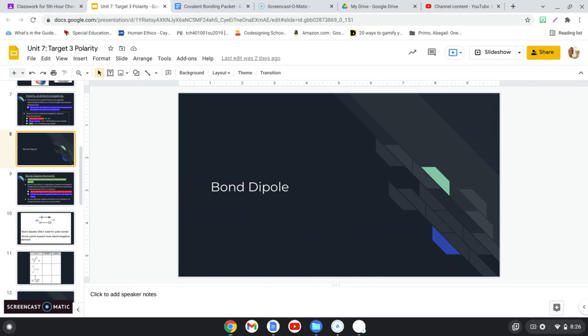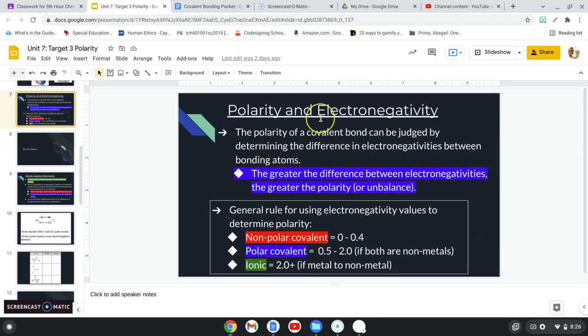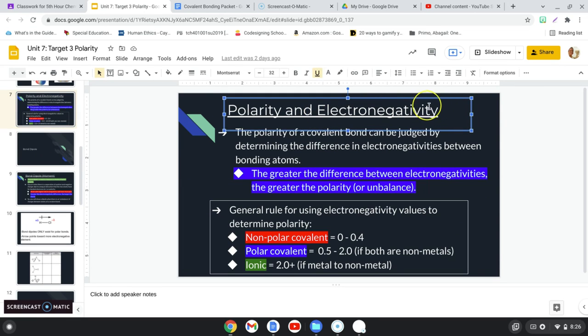So remember, we've been talking about polarity. Some molecules can be nonpolar and some can be polar. That only applies to covalent compounds. That has to do with a difference in electronegativity, which is how strong an atom, or how likely an atom is, to draw electrons to itself.